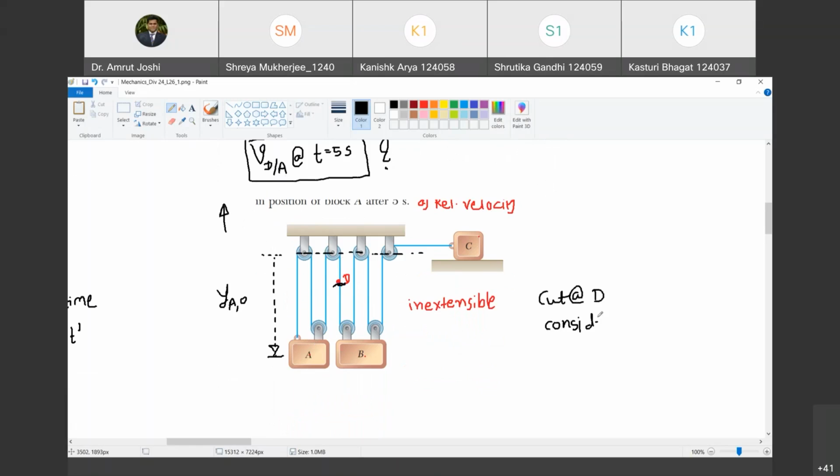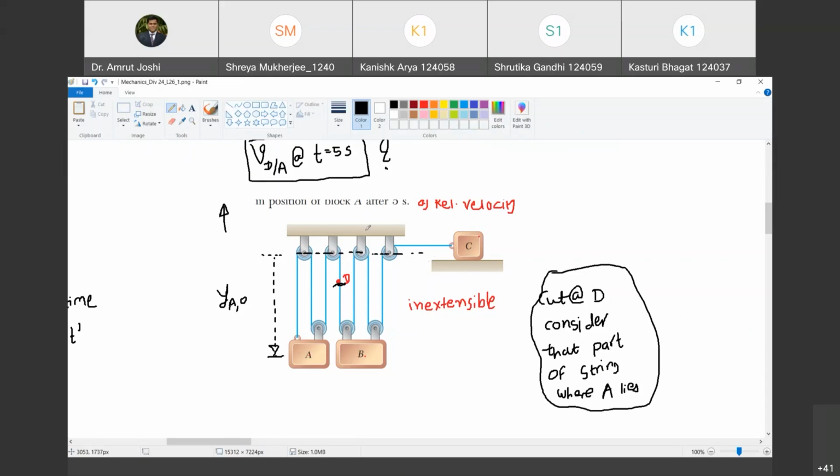So consider that part of string where A lies. Are you with me? Yes, sir. Okay. So when you are calculating velocity of D with reference to B, you will consider which part? Naturally, you will consider the right part. Are you with me? Yes, sir.